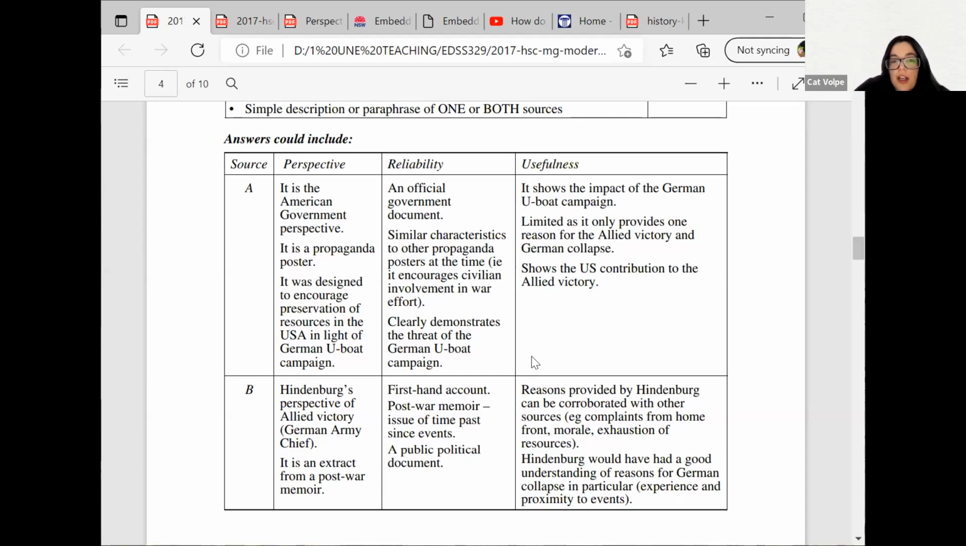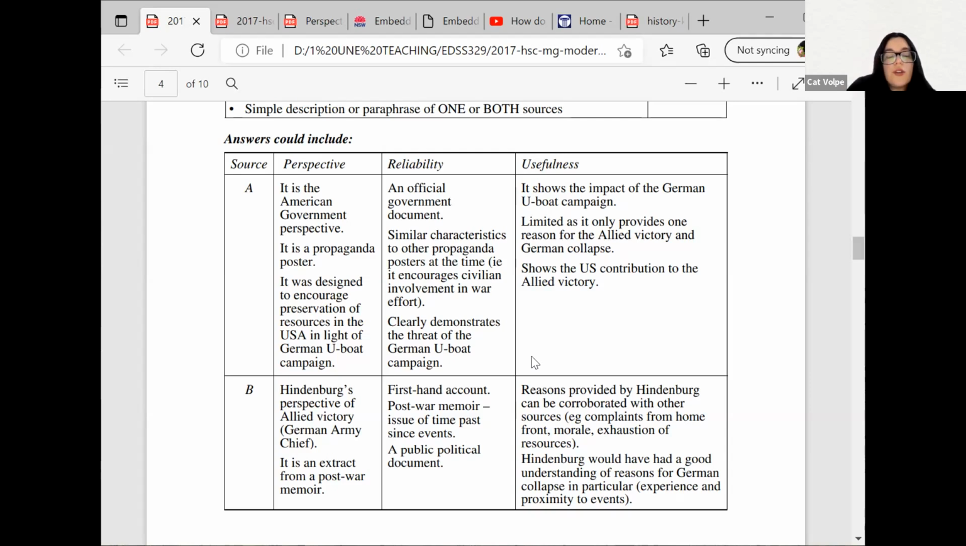So when teachers are marking students on this answer, they are looking at how students are answering perspective in these ways. They're also looking at the reliability and usefulness. Those are two words that I've mentioned quite a bit in this lecture. So is it a reliable piece of source, and is it useful?